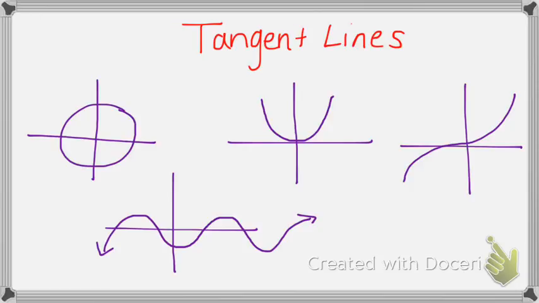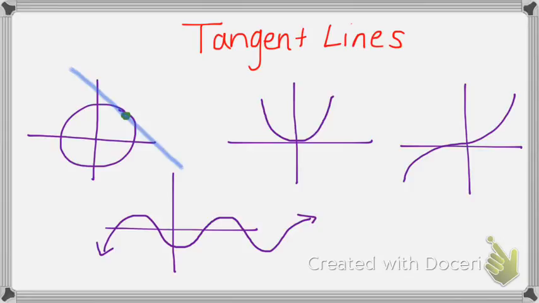You probably remember from other classes that, especially with a circle, you could draw a tangent line. Like if I wanted to draw a tangent line at this point right here, I would draw this line that goes through the point that looks like the graph, maybe like that right there. That would be a tangent line. And that's true. You heard that a tangent line is a line that only touches the graph at one point.